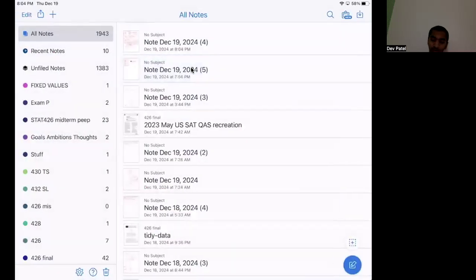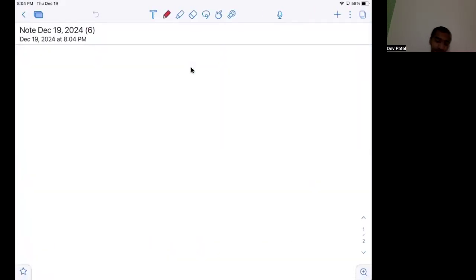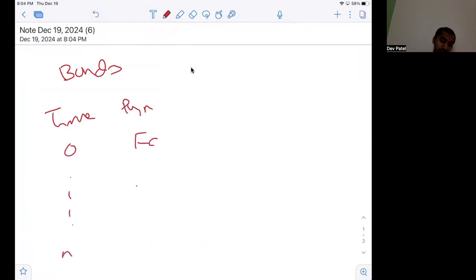Now, if we go to some exam FM review, let's go to reviewing the entire concept of bonds. So we have our time, we have our payment, which is FR. So time starts at 0 all the way to N. FR is our coupon amount. We have the interest due, which is always I times B sub t minus 1.